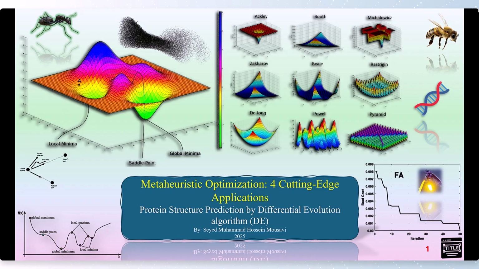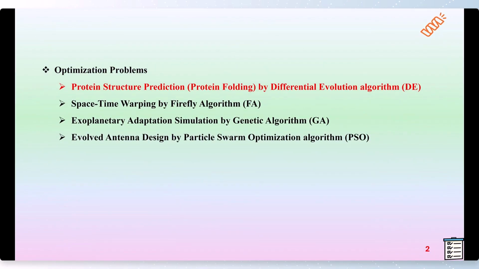Okay, section 2 is about solving protein structure prediction problem by differential evolution algorithm, or solving protein folding problem by differential evolution algorithm. So as you can see in this course, we solve 4 real-world problems. One of them is protein folding, another one is space-time wrapping, then we have exoplanetary adaptation simulation, and evolve antenna design problems. Here we deal with the first one, or protein folding problem.